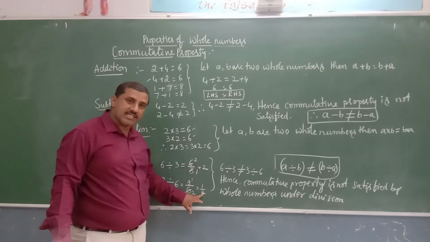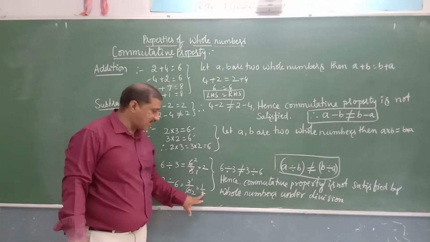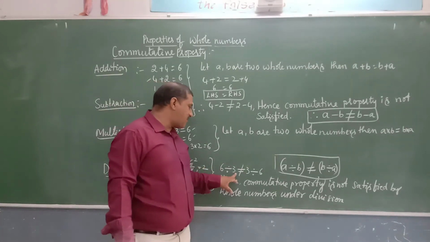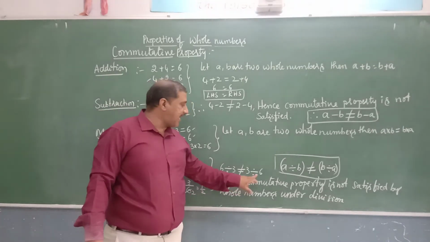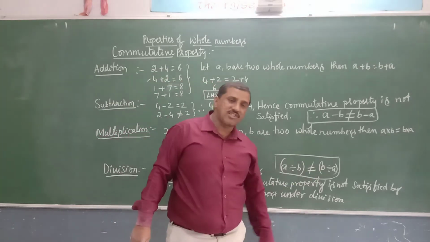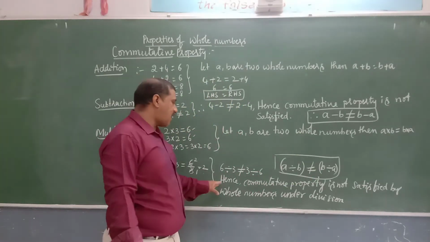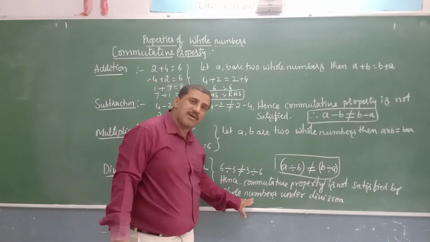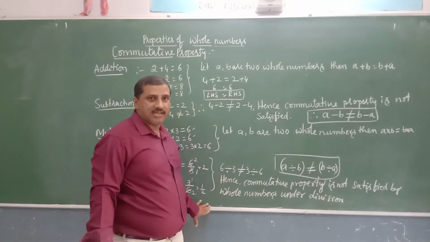Are these two quotients equal? No, not at all. 2 is not equal to 1 by 2. That is, 6 divided by 3 is not equal to 3 divided by 6. That is, A divided by B is not equal to B divided by A. Hence, the commutative property is not satisfied by whole numbers under division.